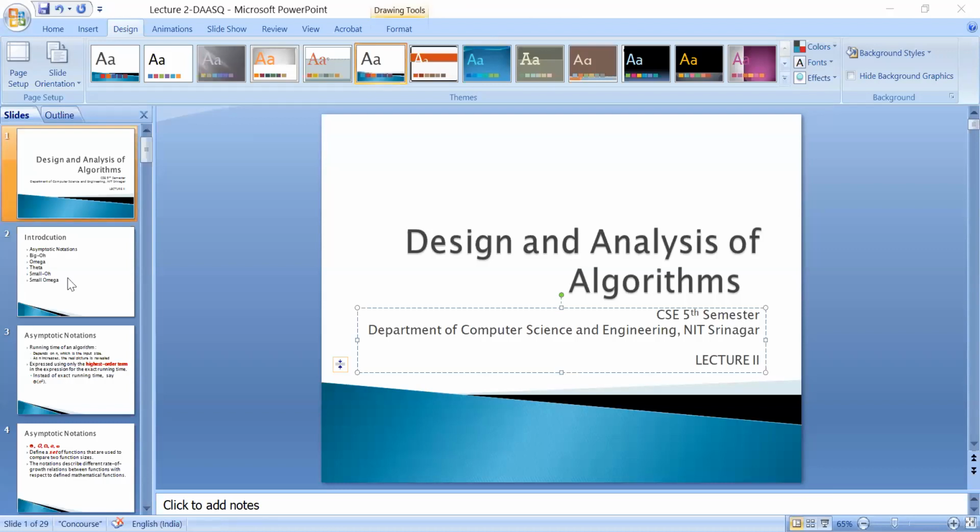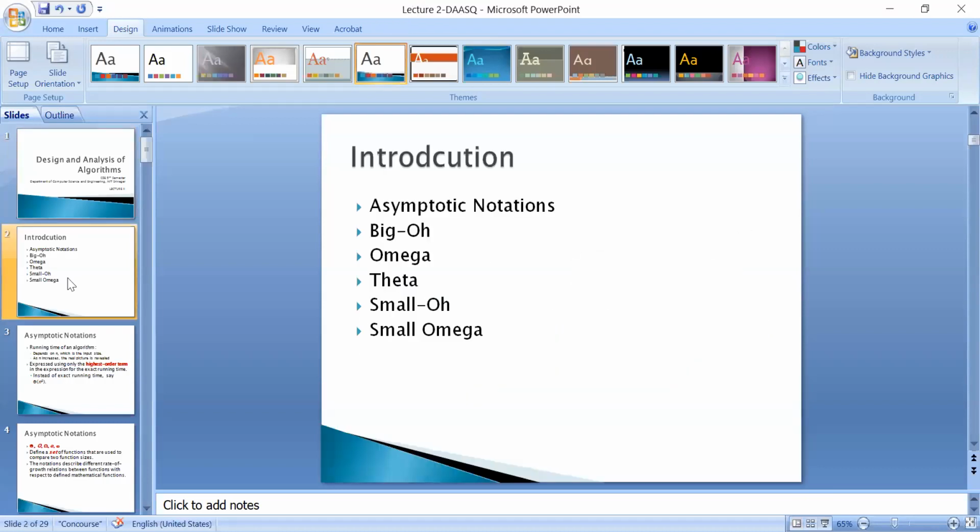So there are, like I said, three main notations. They're known as asymptotic notations. The three main ones are omega, big O, and theta. And the converse or the opposite of them, or the smaller versions, which we say, are the small o and small omega.